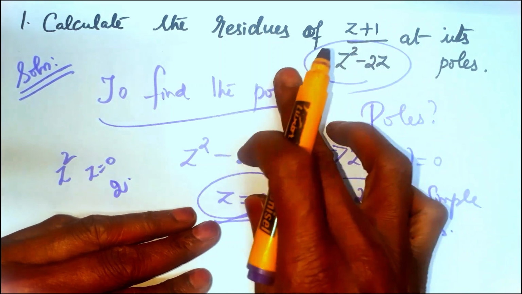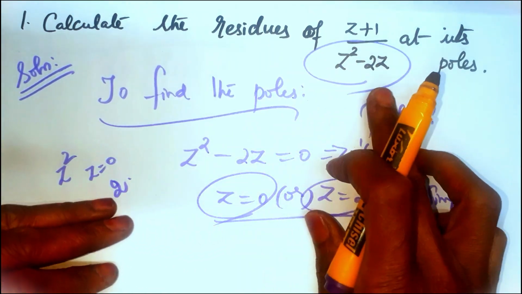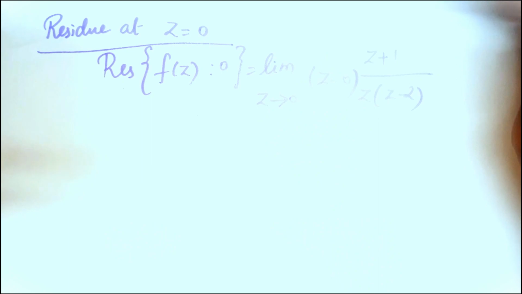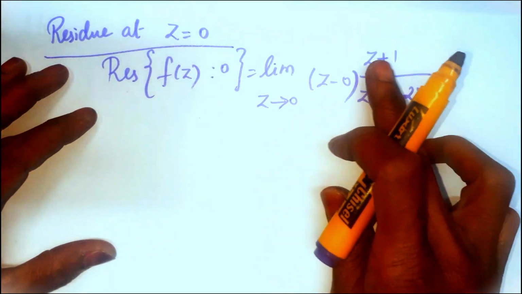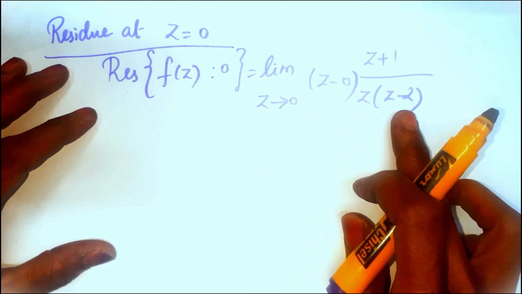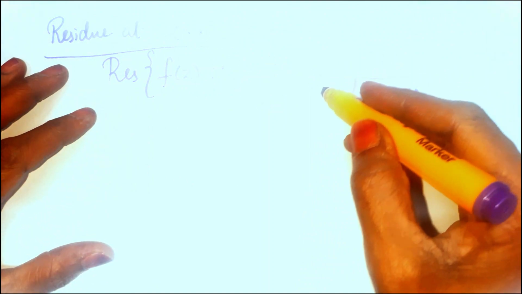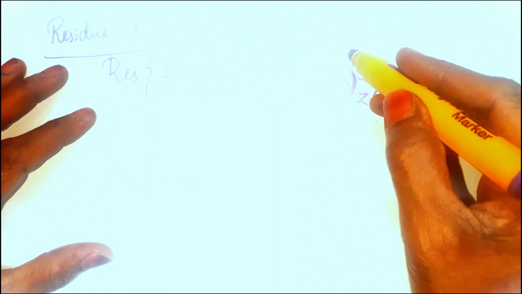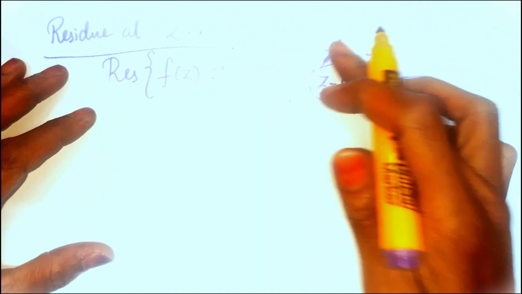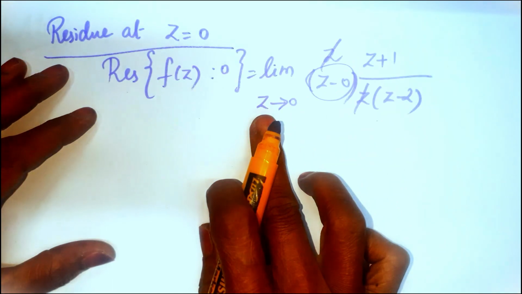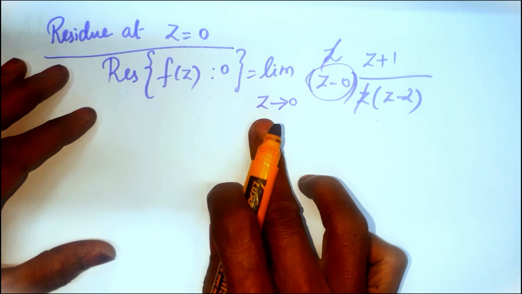I can take this z outside, so z into z minus 2. So what we have is z plus 1 by z into z minus 2. Now z minus 0 is nothing but z, so we can cancel. Why we are doing this is because we are going to take limit z tends to 0, right? So we are going to substitute z equal to 0.